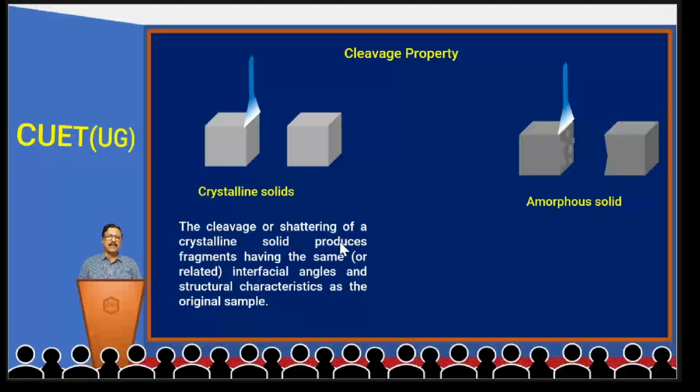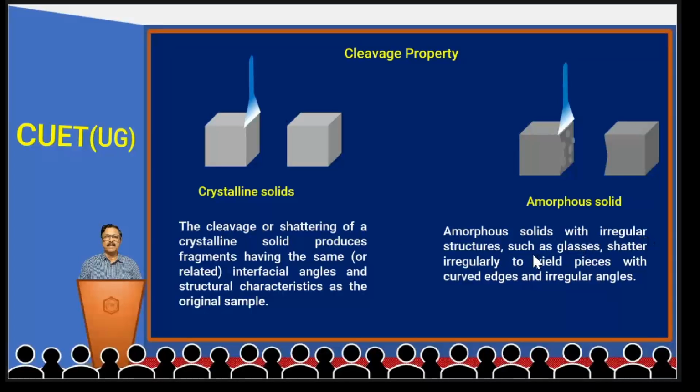The cleavage or shattering of a crystalline solid produces fragments having the same or related interfacial angles and structural characteristics as the original sample. Solids with irregular structures such as glasses shatter irregularly to yield pieces with curved edges and irregular angles.